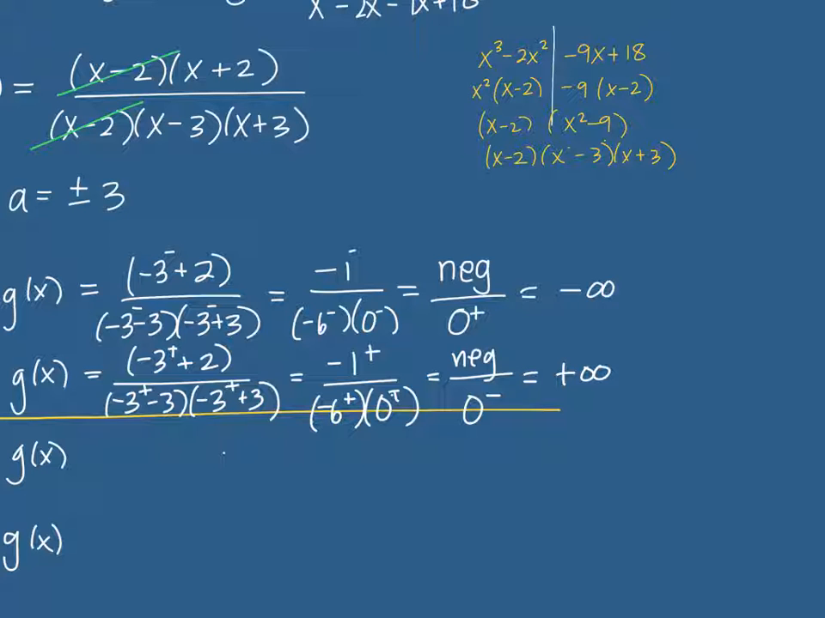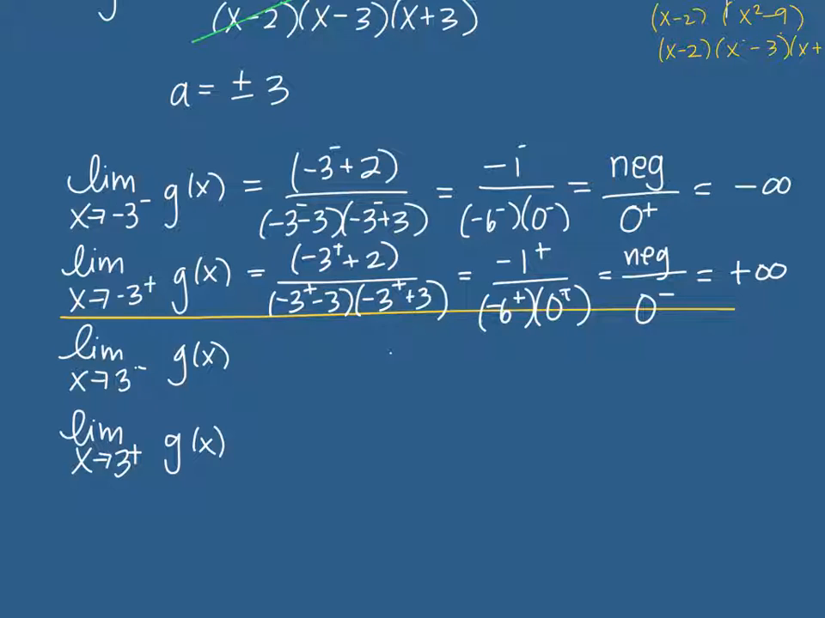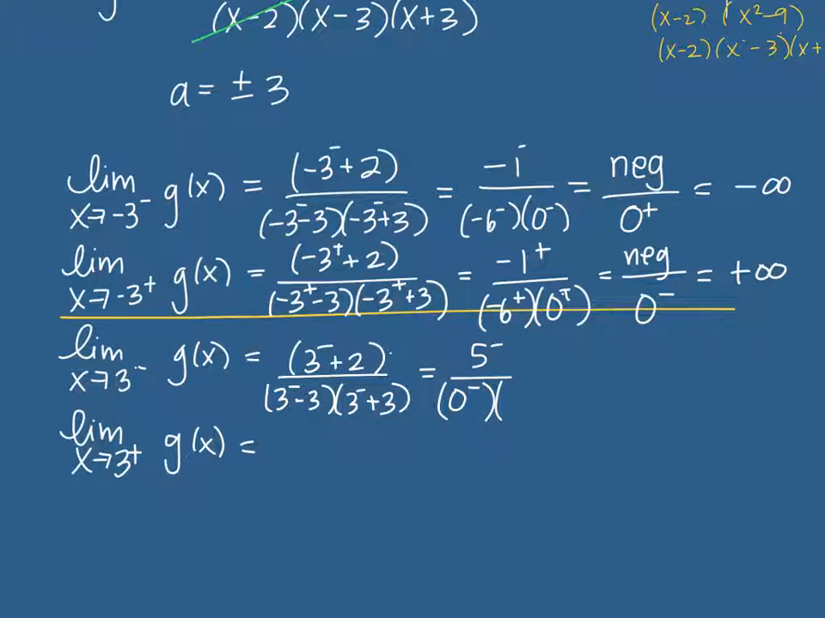And you do the same thing at positive 3. When you plug in 3 to the right and 3 to the left, you do the exact same thing to see what's going on on those two sides. So that's going to give me 3 minus plus 2, 3 minus minus 3, and 3 minus plus 3. That's going to give me 5 minus, which is a positive number. It's going to give me 0 minus, which is a negative number. And it's going to give me 6 minus. So I have a positive over 0 negative.